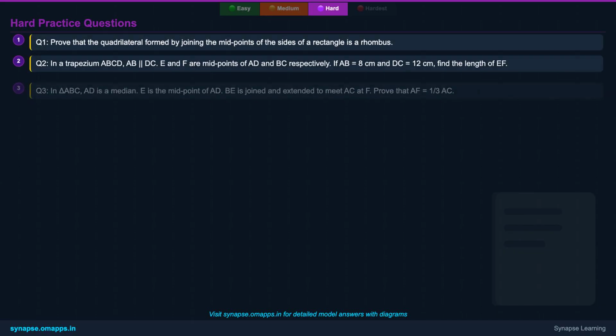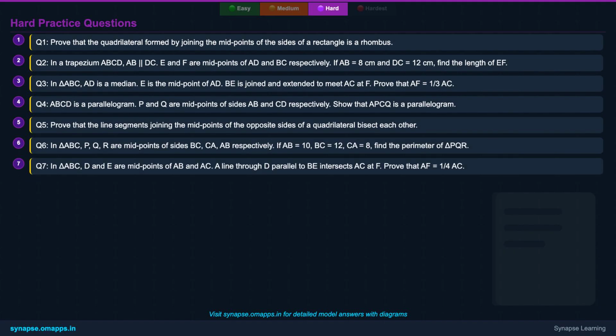Now for some hard-level challenges. These questions will require you to think critically and combine the midpoint theorem with other geometric properties. Question 1. Prove that the quadrilateral formed by joining the midpoints of the sides of a rectangle is a rhombus.